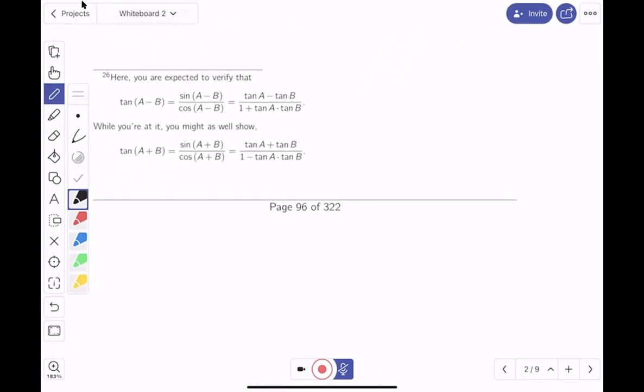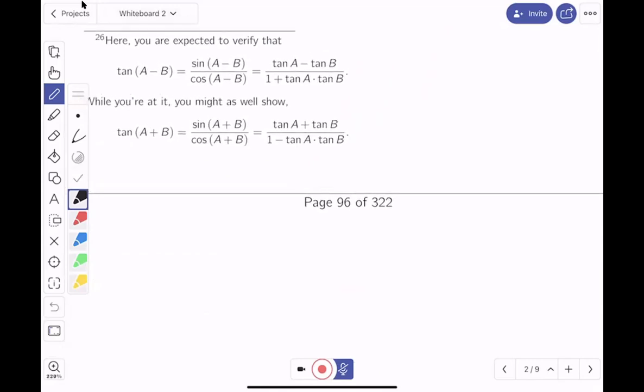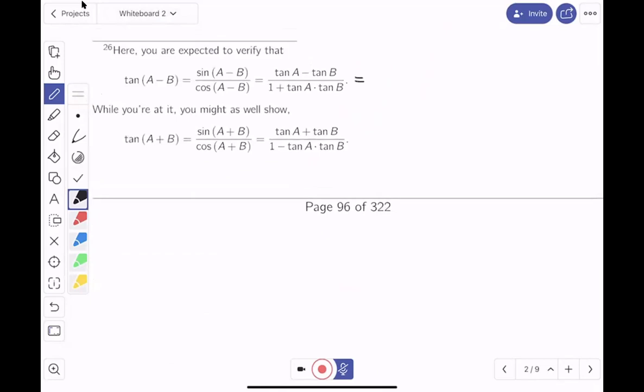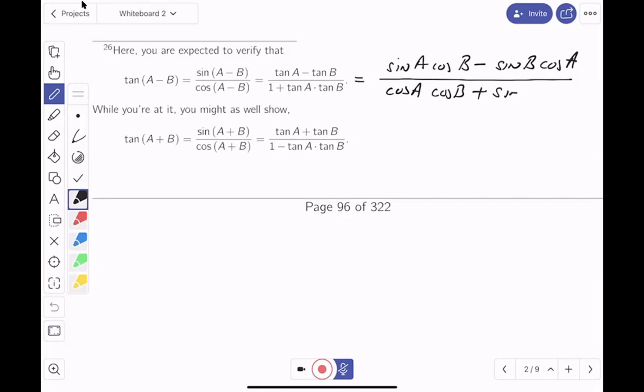I have to verify something, and they're asking me to verify this over here, and I want to go through it with you. Certainly you want to be able to do that as well, but I want to write down what I do know. I know the sine of a minus b: sine a cosine b minus sine b cosine a. I do know that much. I know the cosine of a minus b as well. That is going to be cosine a cosine b plus sine a sine b.